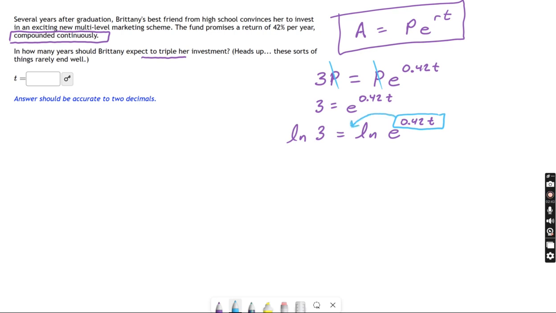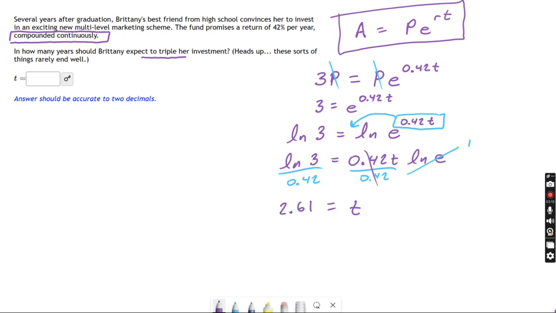I'm going to take the power rule and bring my exponent down as a coefficient. That leads me to ln of 3 equals 0.42t times the ln of e. And here's the really nice spot: ln of e just cancels out. That's equal to 1, so it's just times 1. Then we just need to divide both sides by 0.42. Those cross out, and I just have t over here. On the other side, the calculator says this is 2.6. Basically barely more than 2.5 years and your investment has tripled.